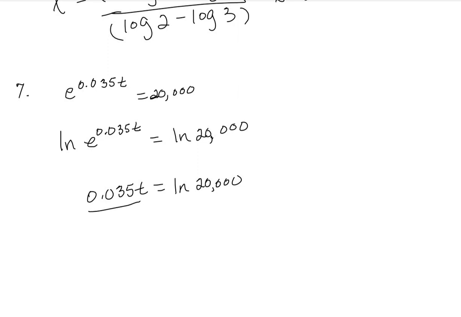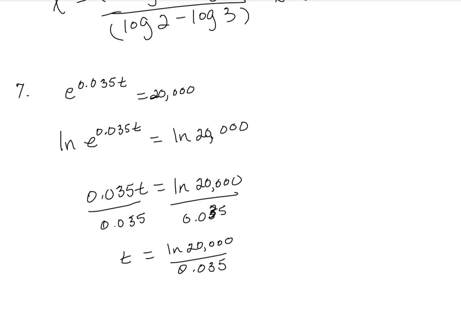Now you just have a basic one-step equation that you need to solve. Divide by 0.035, and t is going to equal the natural log of 20,000 divided by 0.035, and that is approximately 282.96.